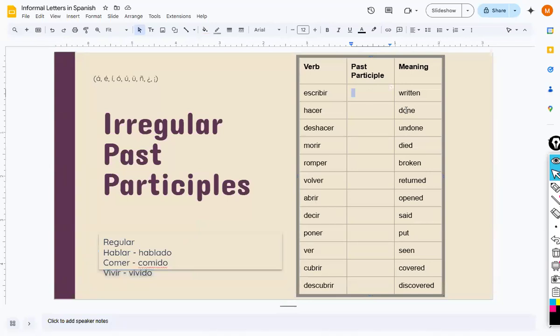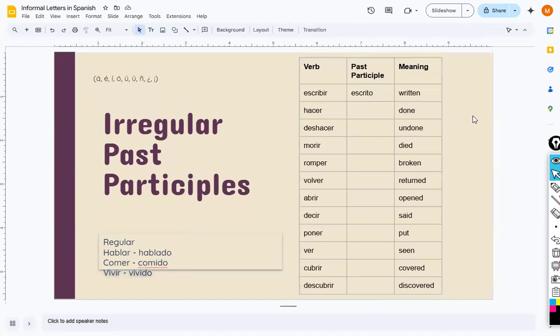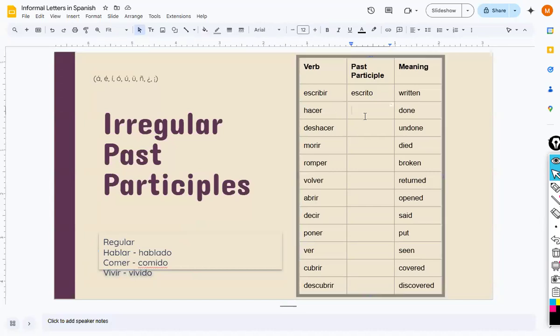All right. So for escribir, the past participle is escrito, right? So written. So if you want to say I have written, he escrito. Hacer, to do. The past participle is hecho. Deshacer, to undo, right? The past participle is deshecho. So you'll notice that if the verb is part of a compound verb, so hacer is part of deshacer, the same rule applies to that part, right?